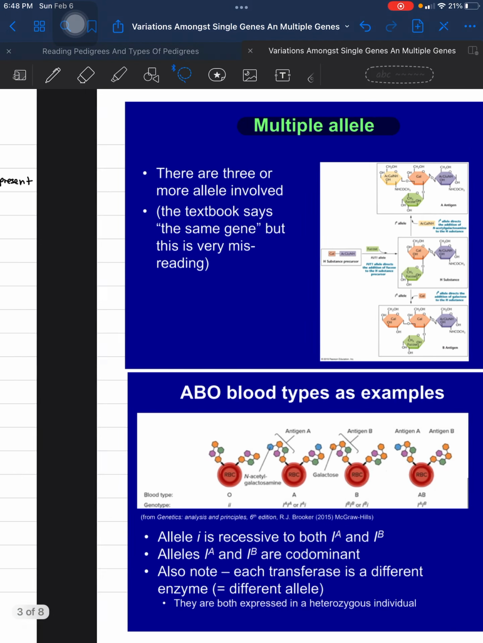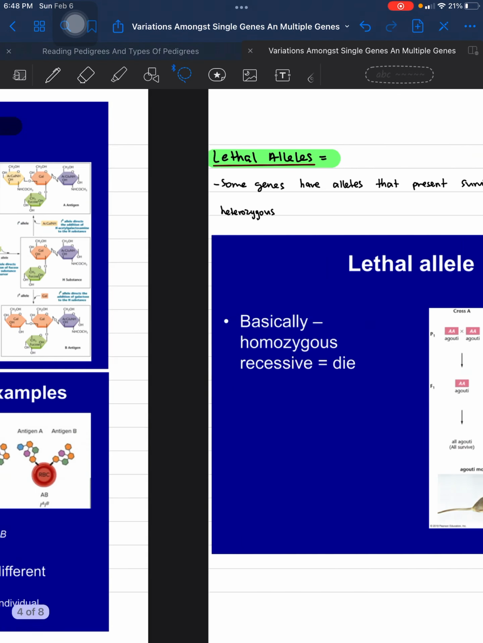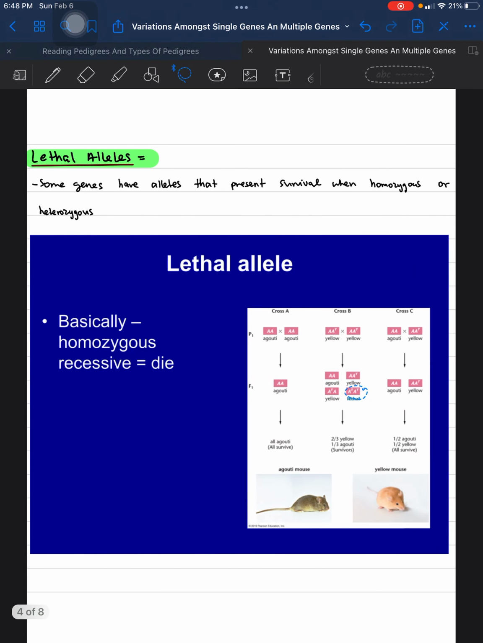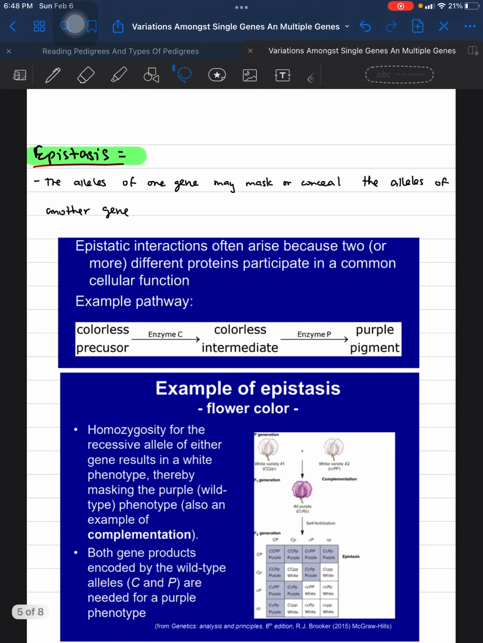And all of these things, multiple alleles, codominance, incomplete dominance, lethal alleles, they're all involving variation, right? And mutations that happen during meiosis, during independent assortment, and stuff like that. Now, epistasis. This is when the alleles of one gene mask or conceal the alleles of another gene. So they often arise between 2 or more genes, where 2 or more different proteins participate in a common cellular function.